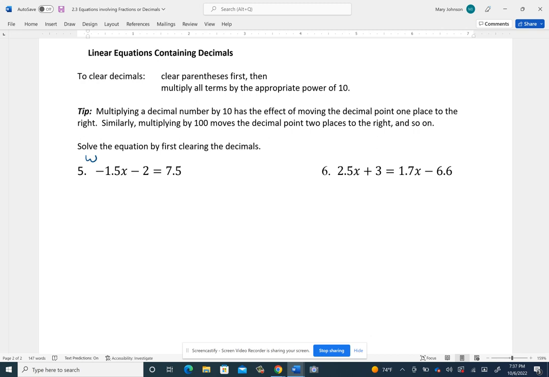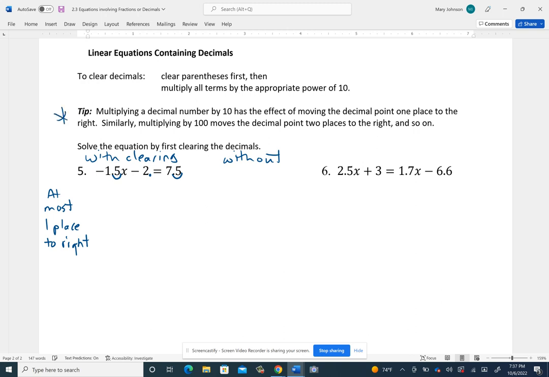So this is with clearing, and then I'll do it again without. The idea of clearing the decimals is you look at all the numerical parts and see how many places are to the right of the decimal. At most, one place is to the right of the decimal. If one of those numbers had two places to the right, that would change what it took to clear the decimals.